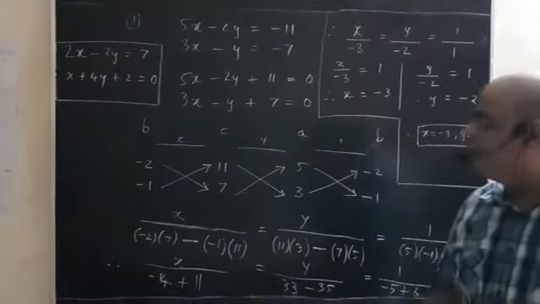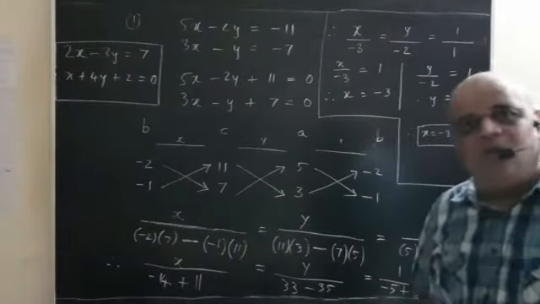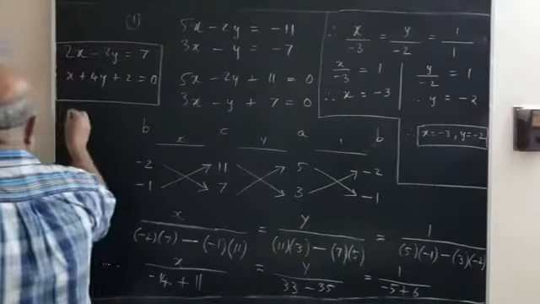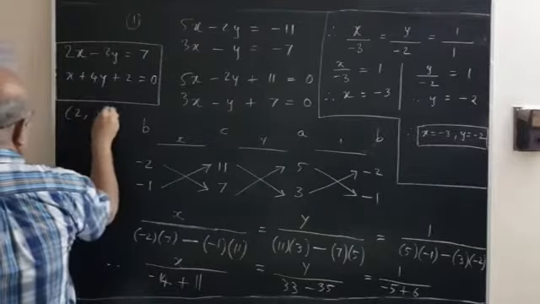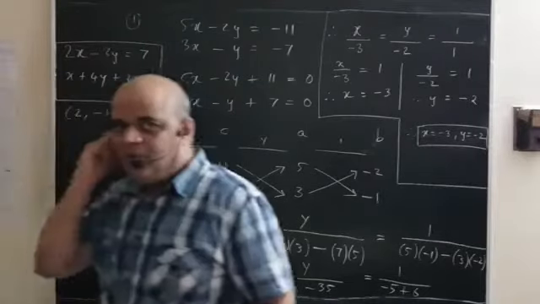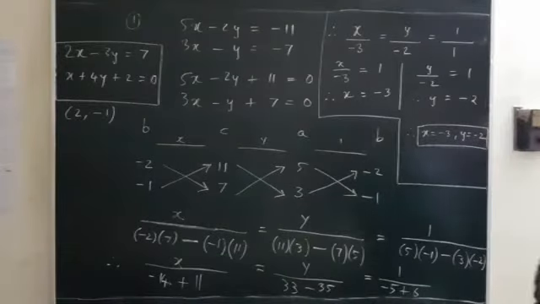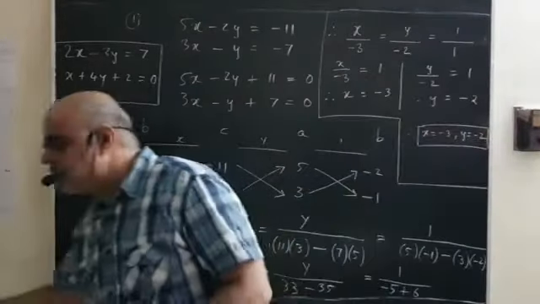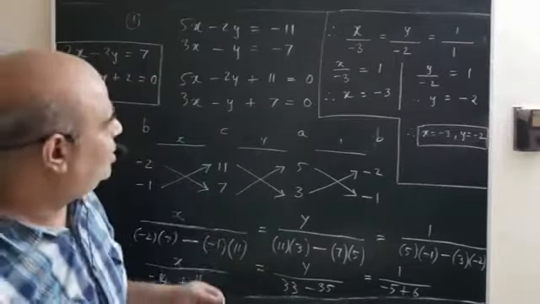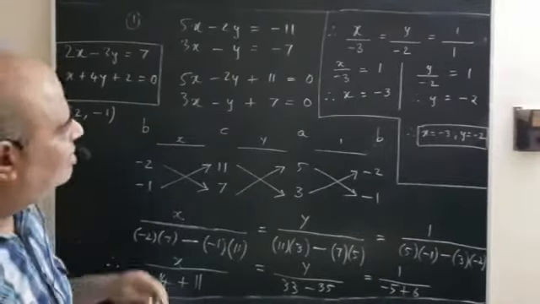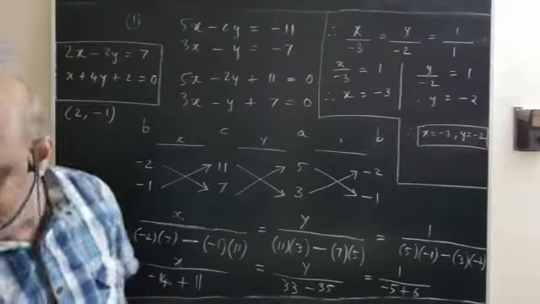Alright, have you tried that sum? What is the answer you got? Did you get 2 comma minus 1 as answer? 2 comma minus 1. If you have done it right, you would have got x is equal to 2 and y is equal to minus 1. That's the way we do cross multiplication. I am going to demonstrate cross multiplication once again with another example. Okay?